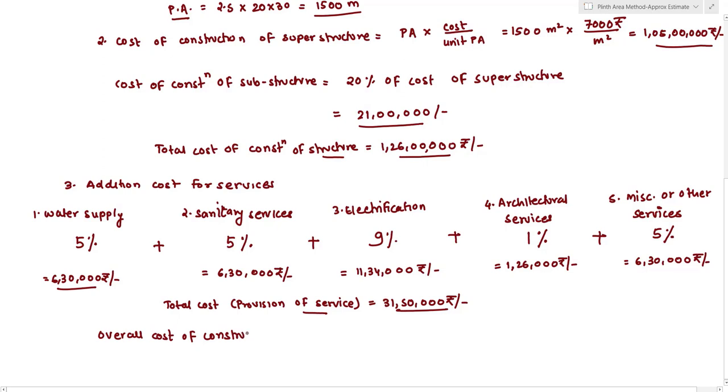So this overall cost of construction is nothing but the cost of construction of a structure plus cost of providing services. So we'll add these two things and we will get the overall cost of a particular project. So total cost of construction of a structure is 1 crore 26 lakh rupees, whereas the cost of providing services is 31 lakh 50,000 rupees. So if we add these two things, we will get the total cost of construction or the overall cost of construction.